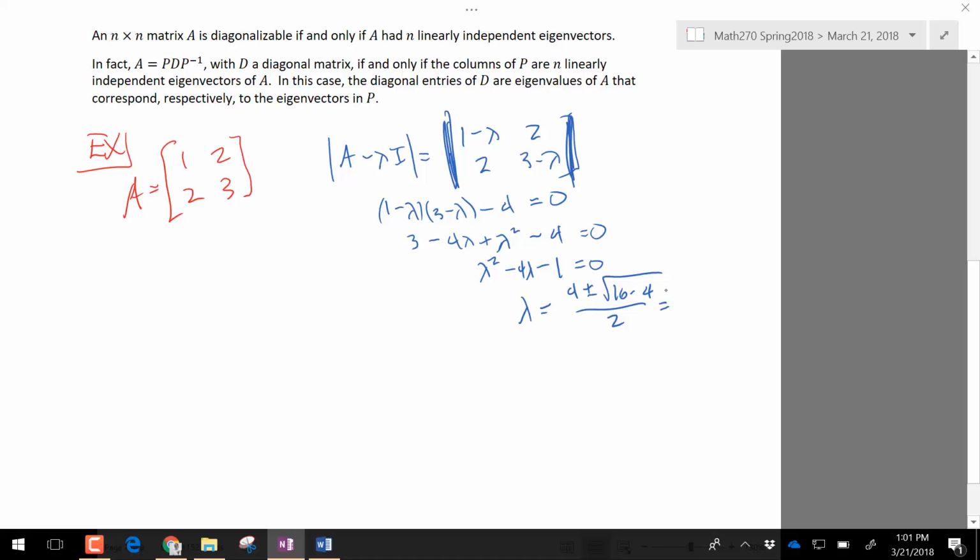So can we factor out a 4 from under a square root? Then we get 2 root 3, which cancels out with the 2. So we got 2 plus or minus root 3. Is that right? Not very nice looking.